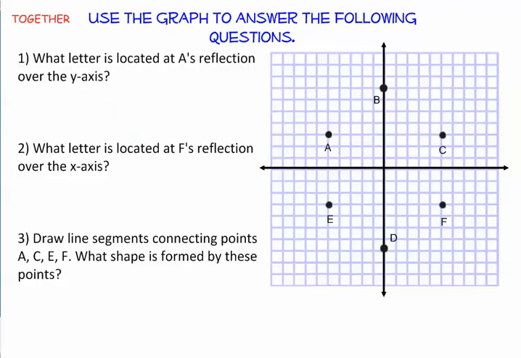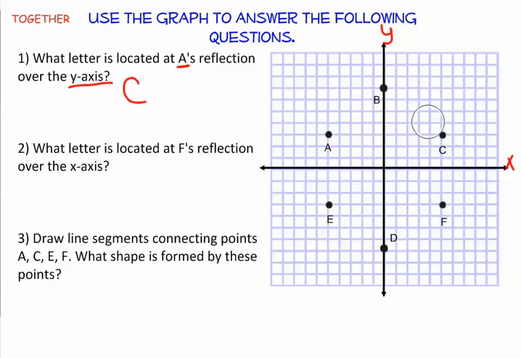All right, let's do a couple more. All right, so again, we're going to look at reflections. So what letter is located at A's reflection over the y-axis? So I'm looking at A, and I'm reflecting over the y. So let's label these. This is my y, this is my x-axis. So A is reflecting over the y, so that means it must be C.